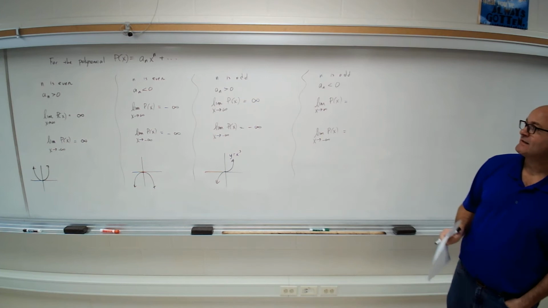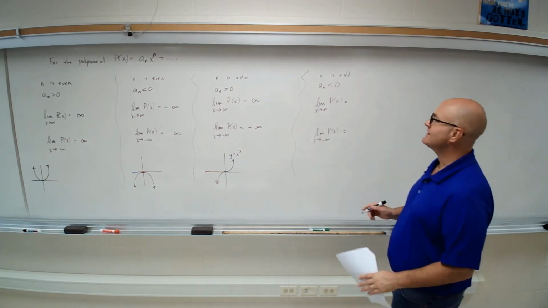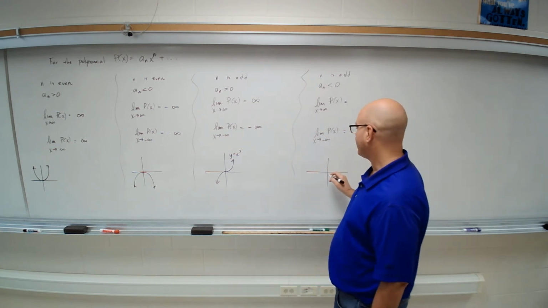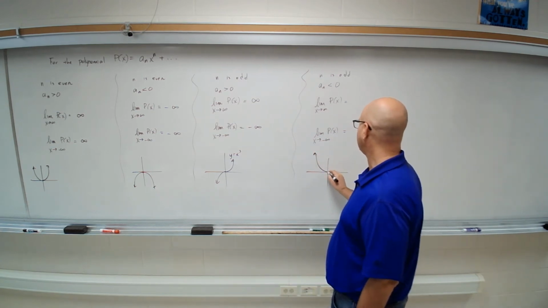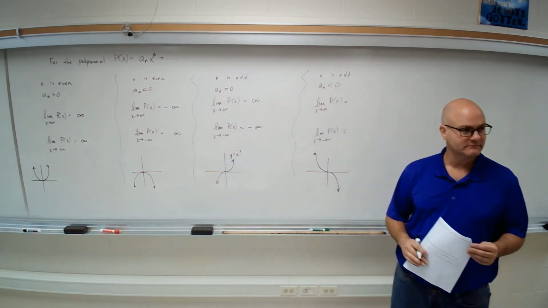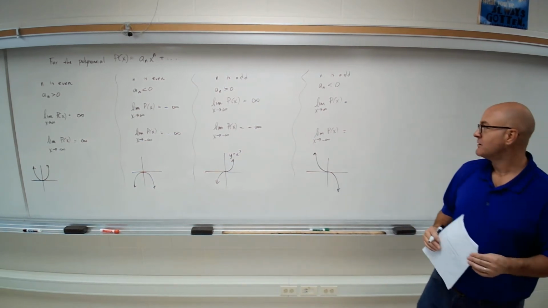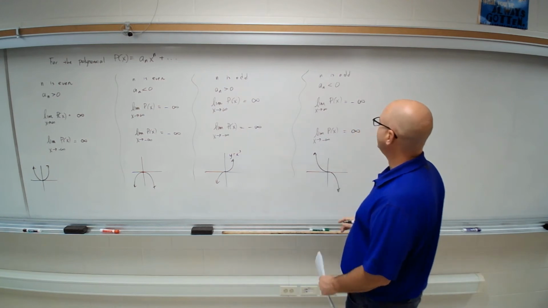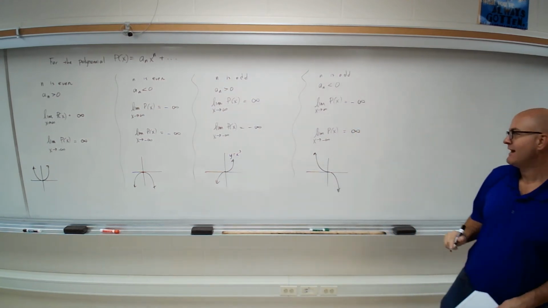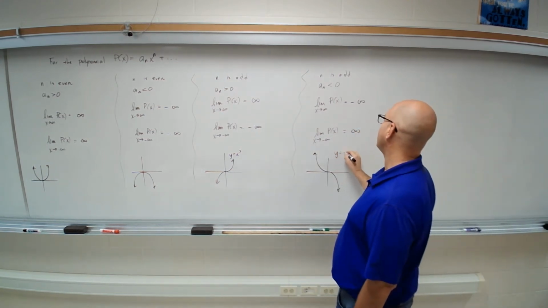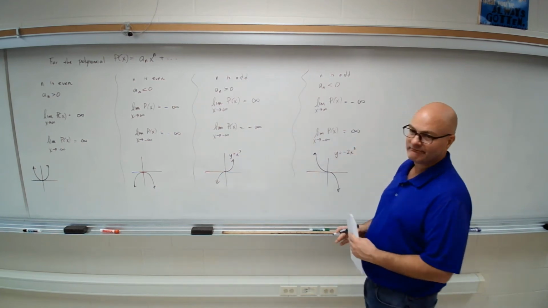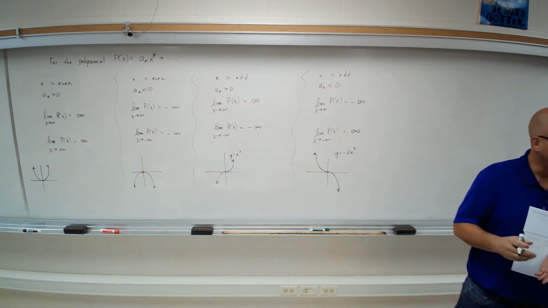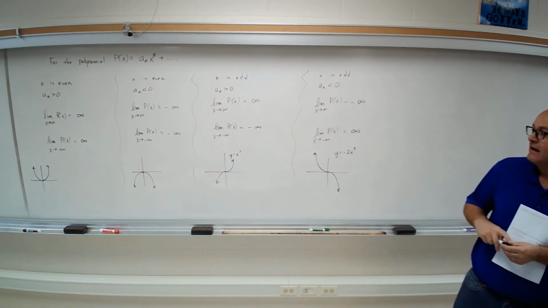Then our last case is when n is odd and a sub n is less than 0. Well, that's going to look like negative 2x cubed or something like that. So it's going to look like that and that. Just flips it, right? So with this one, we get negative infinity and then infinity. So that would be like, I might think about y equals negative 2x cubed. They all behave the same if you get the right even, odd, positive, negative piece.